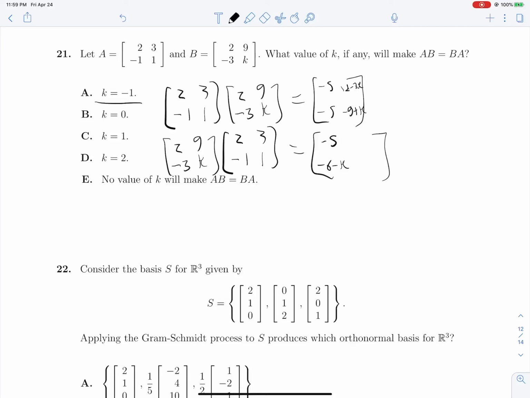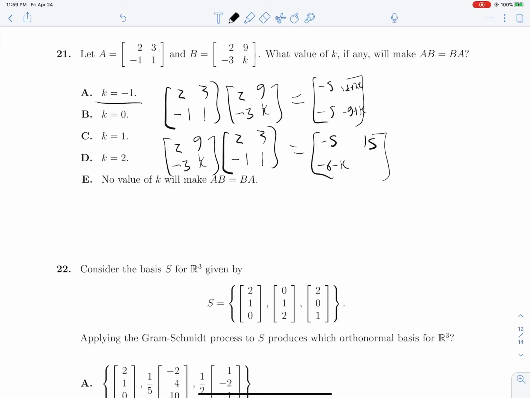We get 6 plus 9. Let me make sure I'm doing that right. Yeah, 6 plus 9 is 15. And since we have 18 minus 3k up here, should that be plus 3k? Yeah, that should be plus 3k.